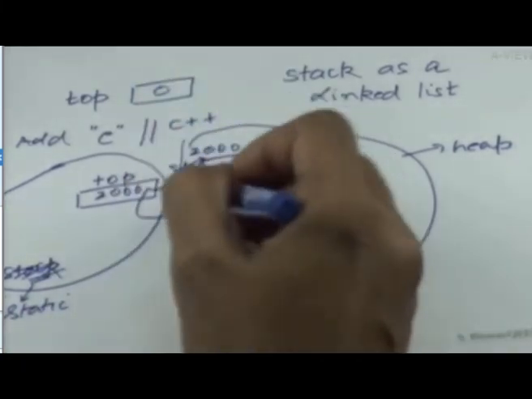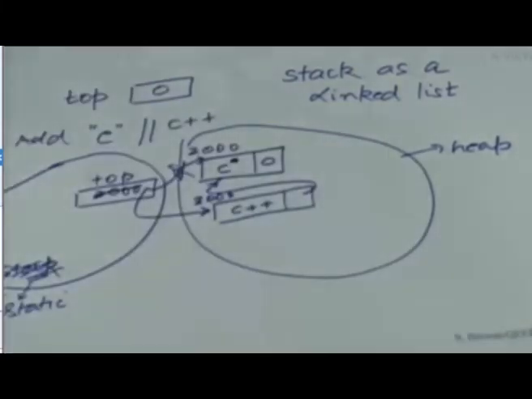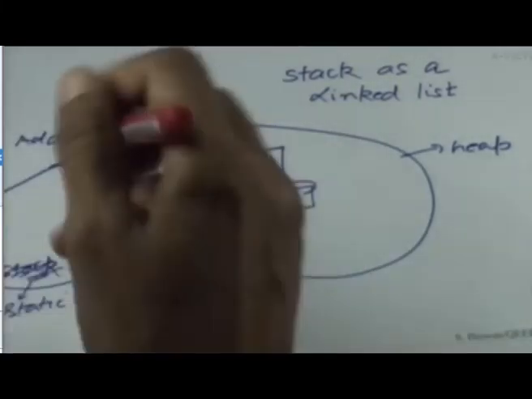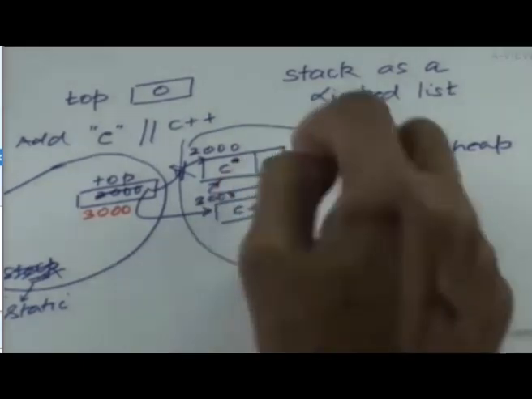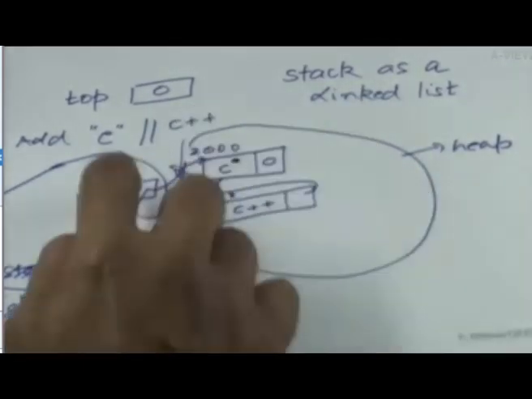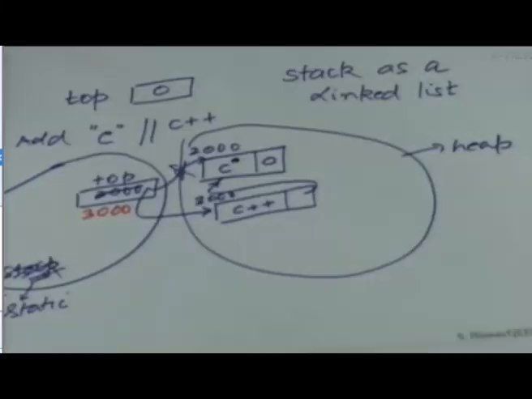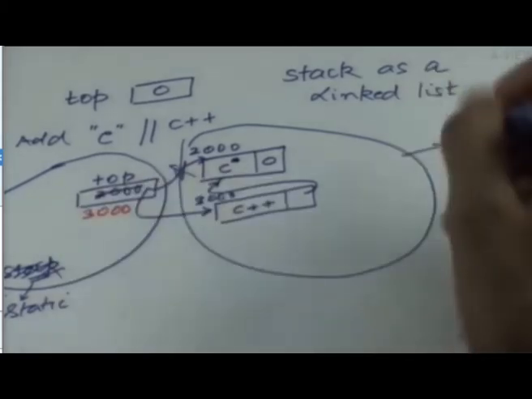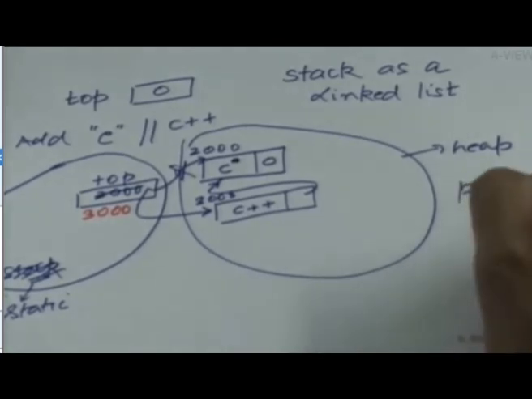Okay, so when I do this, if this is 3000, then top changes its value to 3000. So two pointer assignments and my stack has increased in size by 1. One to connect the new element to the previous top of the stack, and then I change the new top of the stack to the current element. And the stack can grow. So you observe that both push and pop operations on a stack are very easily manageable, just like the arrays, on a linked list.